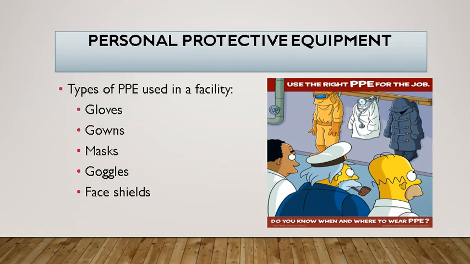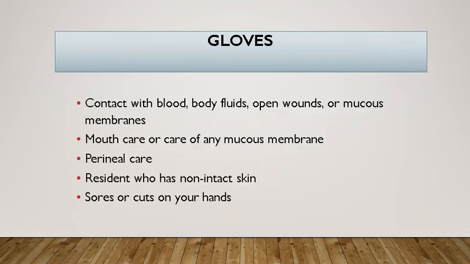Wearing gloves is one of several personal protective equipment, PPE, that is a part of the standard precautions that healthcare workers use. Other pieces of equipment include gowns, masks, goggles, and face shields. Gloves. Gloves are worn whenever there is a potential of working with blood, body fluids, open wounds, or mucous membranes.